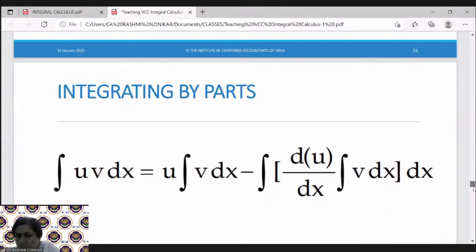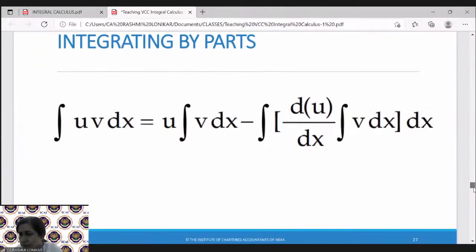Okay, I think we will do integration by parts tomorrow, because it will take a lot of time, or on the second when I have this.